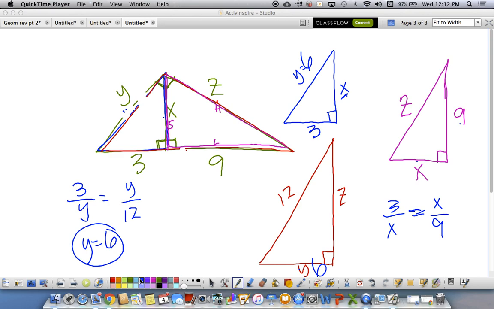X equals the square root of 27. Can you leave it like that? What do you gotta do? 3 square root of 3. And now maybe you see what I see. What type of triangle is this blue triangle? How do you know that? Proportional to the 1, 2, square root of 3.